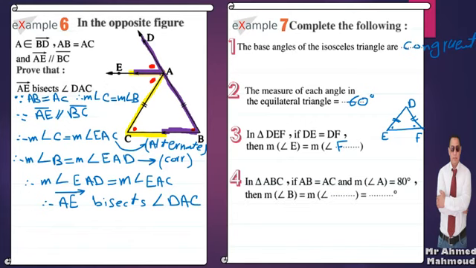The next, number 4: triangle ABC, AB equals AC, and angle A equals 80. To find the angle, angle B equals angle C, which equals (180 minus 80) over 2, which equals 50 degrees.